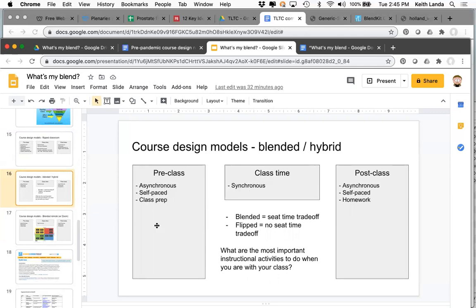Yeah, so the key thing with these blended / hybrid models is that we are trading off some amount of seat time and moving more stuff into some of these flexible, self-paced, asynchronous learning activities. There was the one example of how am I going to keep students engaged for a 4-hour Zoom session? I, as instructor, wouldn't be able to keep engaged for a four-hour Zoom session. I'm kind of pushing it with the two-hour session this afternoon.